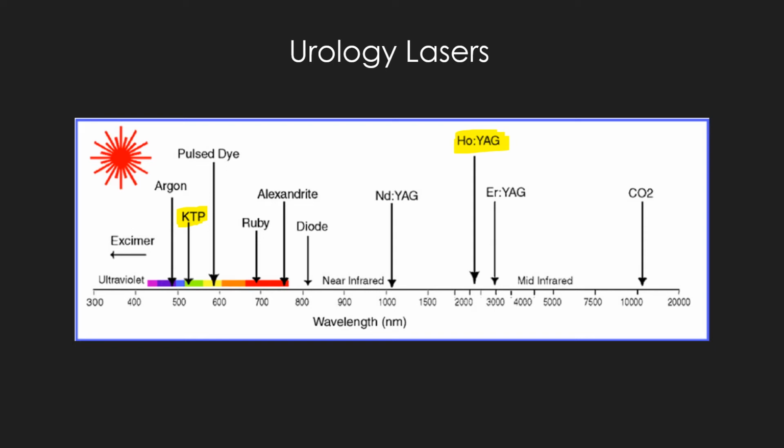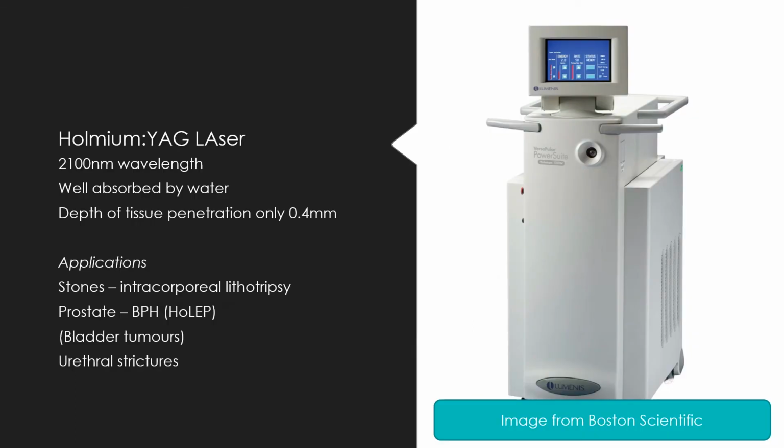The KTP or lithium triborate laser has a wavelength of 532 nanometers, and these are known as green light lasers. These are used also in urology theatres, mainly for photovaporization of the prostate. So returning to the Holmium YAG laser, the YAG part stands for yttrium aluminium garnet, by the way.